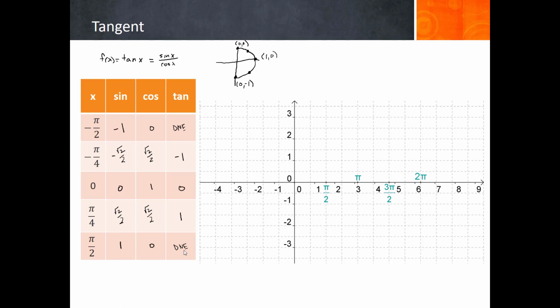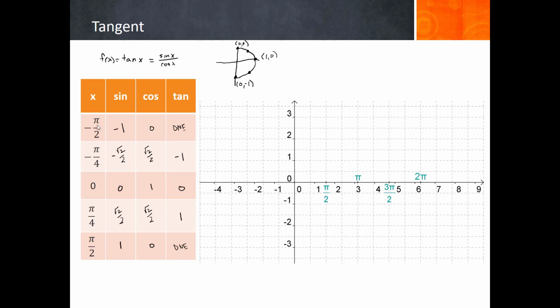So we can go ahead and plot some of these points. Each of the vertical lines here is a distance of pi over 4. So at negative pi over 2, we have a negative 1. At a negative pi over 4, so now we can go ahead and plot these points.